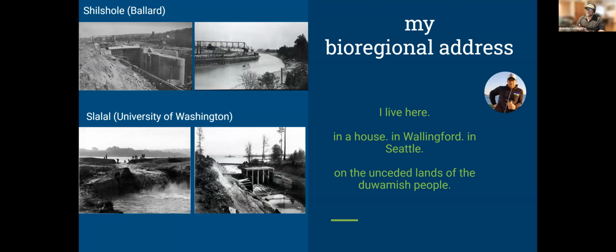A couple places that I'd like to name are Shilshole and Ballard and Slolal, which is now where the University of Washington is. Traditionally, these were both Duwamish villages, and where the University of Washington is now, it was cleared, and their traditional cemetery was what's now the Arboretum. This was 100, 150 years ago. These villages were still there even as early as 1900. And so all of this is very recent.